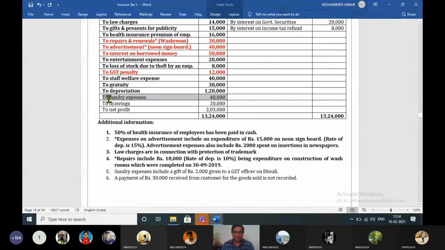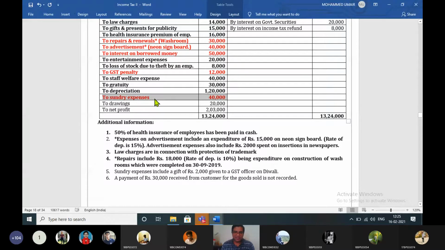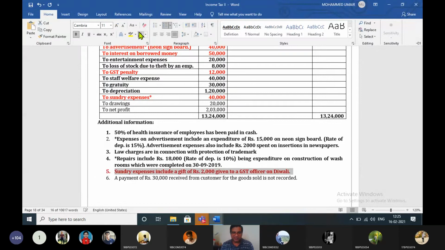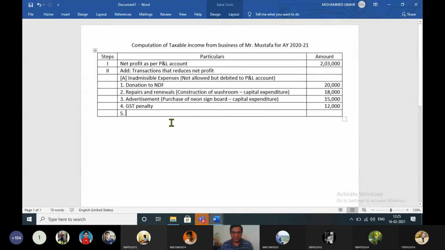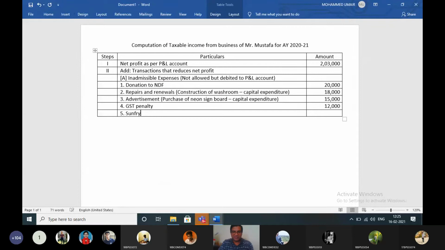Next, you have sundry expenses, and for sundry expenses there is in fact an adjustment. So let's see what is the adjustment. Now, as per the adjustment, sundry adjustment number 5, sundry expense include a gift of 2,000 given to a GST officer on Diwali. Now, who is this GST officer? Is he an employee or is he a customer? The answer is none of these. He is not a customer nor he is an employee. So therefore, he is nowhere associated with business, and therefore sundry expenses in this gift given will become inadmissible.